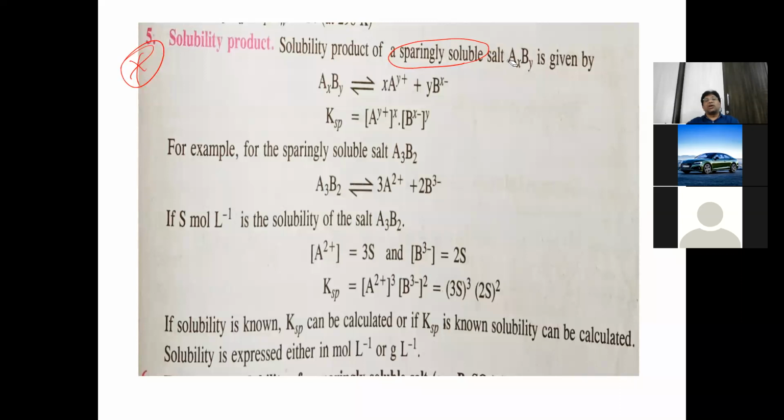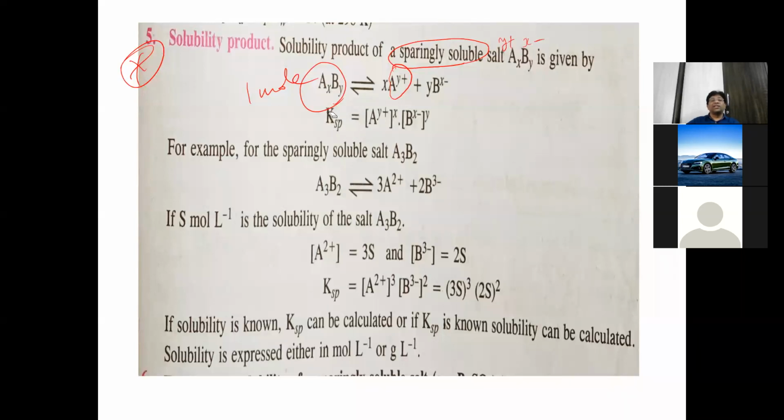So a sparingly soluble salt AxBy is given as, okay, see here, AxBy is one molecule here. So 1 mole of AxBy dissociates reversibly into x number of cations plus y number of anions. Here, what are the cations? A^(+y) will be the cation and B^(-x). What will be the charge on this? Plus y, and on this? Minus x. So x number of cations plus y number of anions are formed.